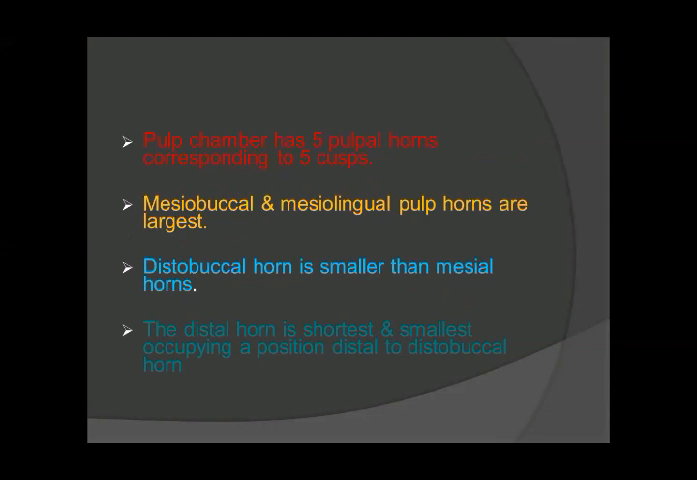The pulp chamber has five pulp horns corresponding to five cusps. The mesial pulp horn is smaller than the distal horn. The distobuccal horn is smaller than the mesial horns. The distal horn is shortest and smallest, occupying a position distal to the distobuccal horn.